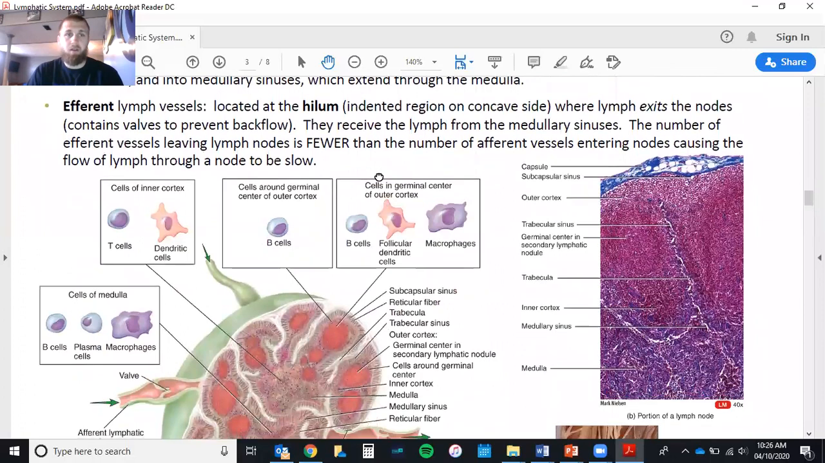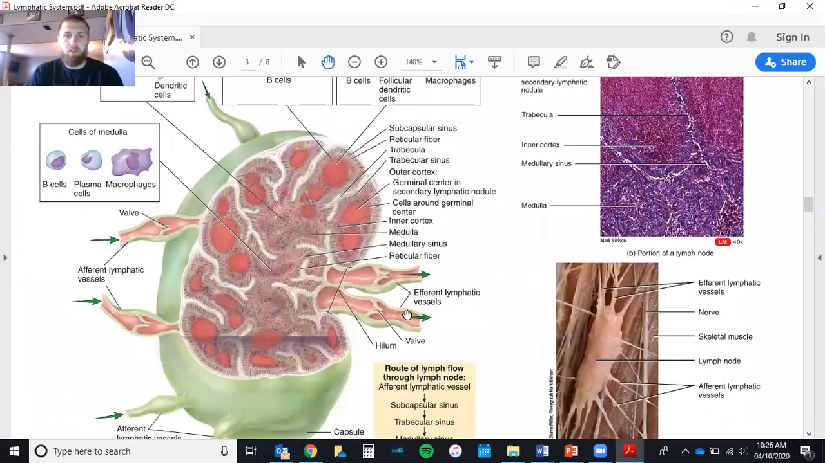On the other side of the node is where we find the efferent lymphatic vessels. So we have afferents and we have efferents, but notice the number of efferents compared to afferents. There are a lot fewer of these than there were of these, which means that flow can come in rather easily, but it's going to trickle out, thus creating more of a log jam in here. A traffic jam is good though, because that gives more time for those T cells, B cells, and macrophages to do what they do. So there are typically only a couple of efferent lymphatic vessels.